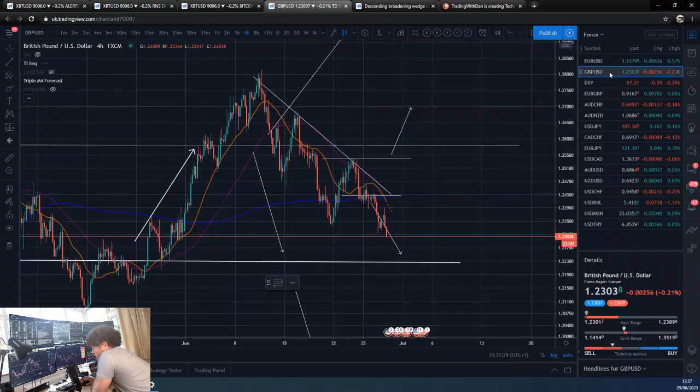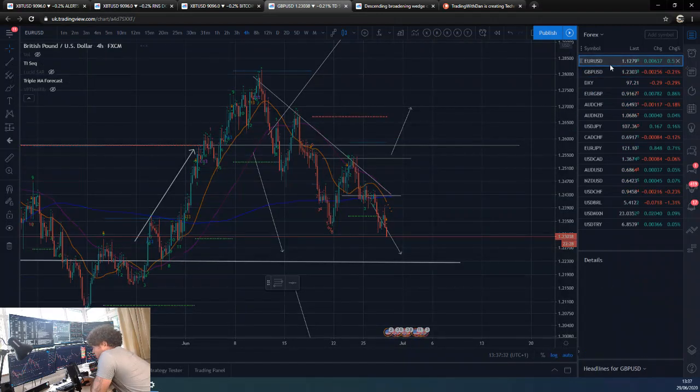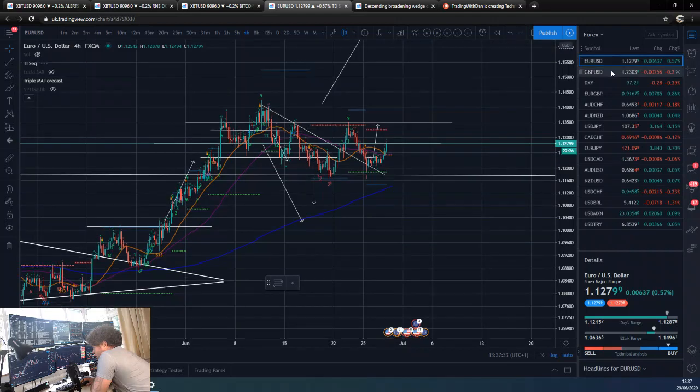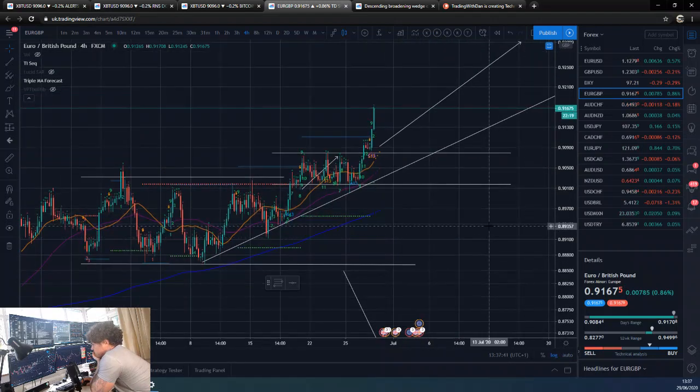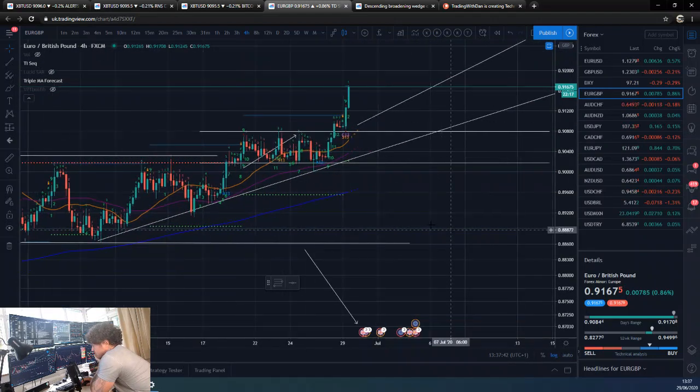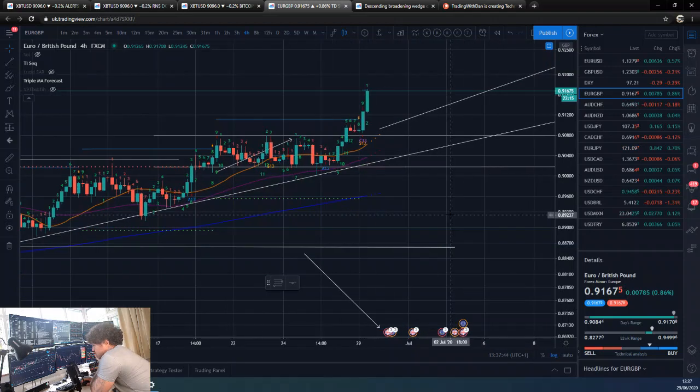Wait, let me have a look at this. Yeah, so the pound was bearish. The euro was looking potentially bullish. So this is what I was saying, that this was looking like a great buy trade, and as you can see, it's rocketing up. That's all I can really say about that.